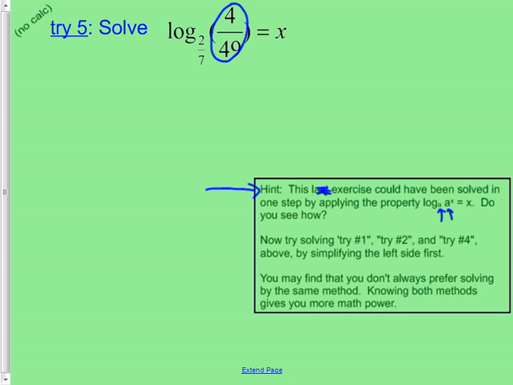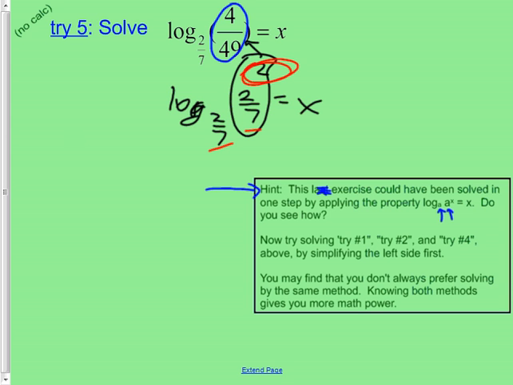I'll pause. So it's log base 2/7 of 2/7 to the what? What's the power? Second, 2. Because 2/7 squared is 4/49ths, and therefore the bases are the same, and therefore the answer is 2.